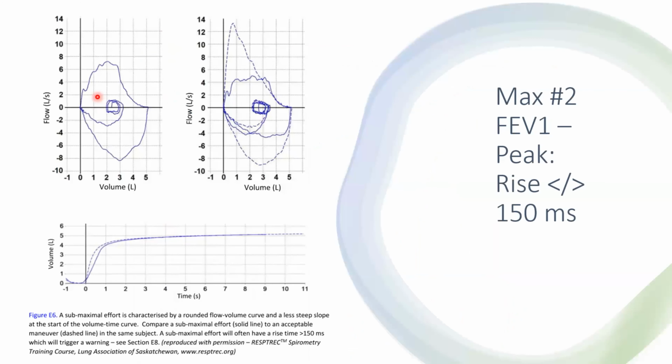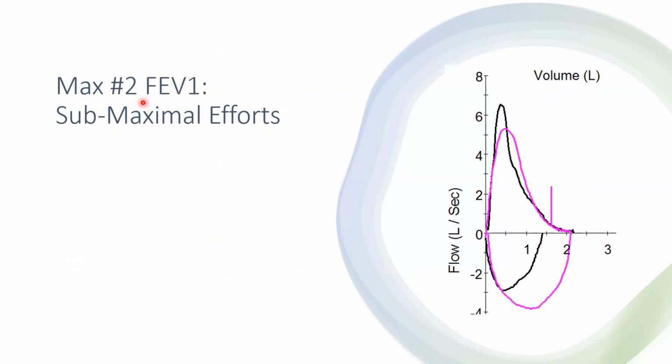You also want to see if there's humps, hills, okay? This is where the rise from 10% to 90%, okay? This should be less than 150 milliseconds, okay? And a rise time of more than 150 milliseconds is often associated with a submaximal effort, and it's characterized by that rounded flow volume curve, and this should be discarded. Discard these submaximal efforts. That's why I really like overlaying the flow volume.